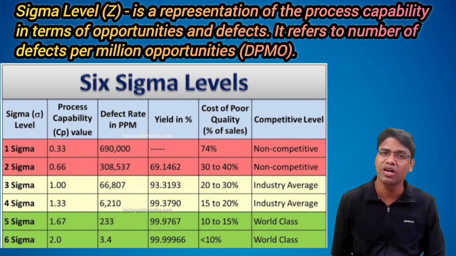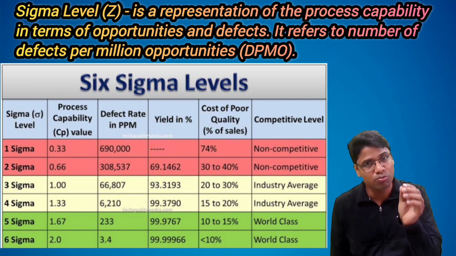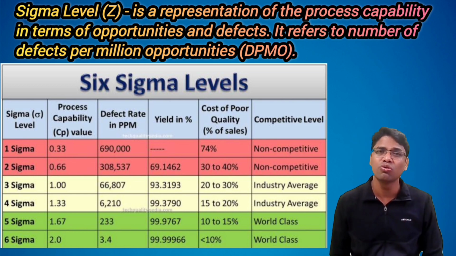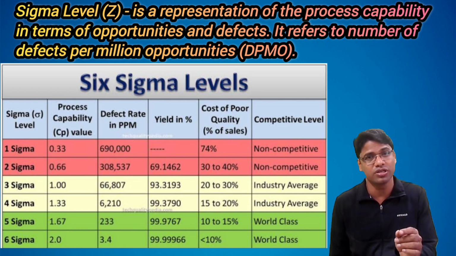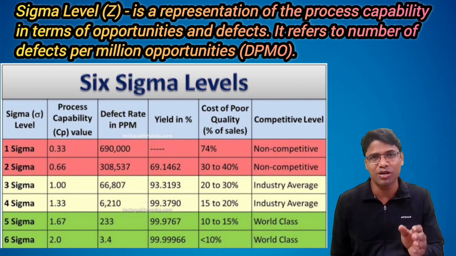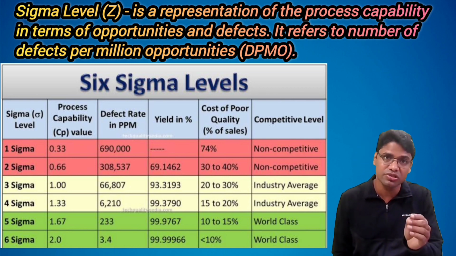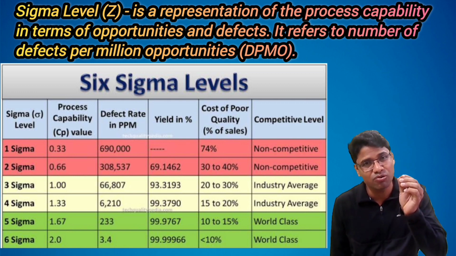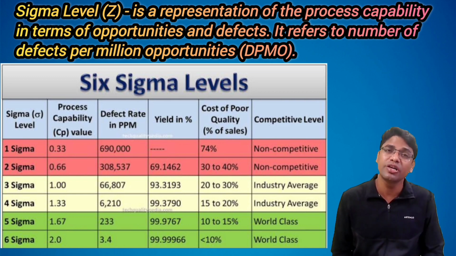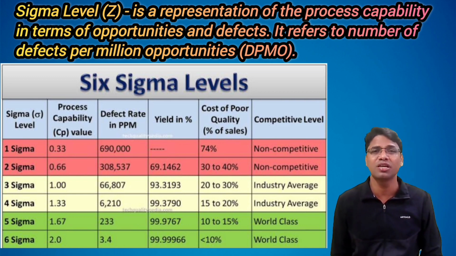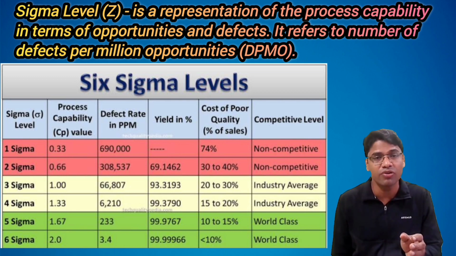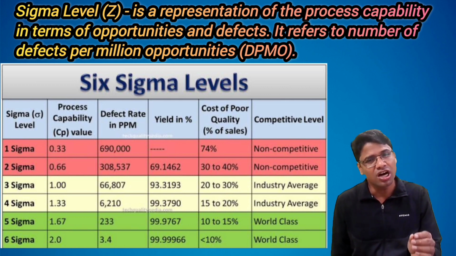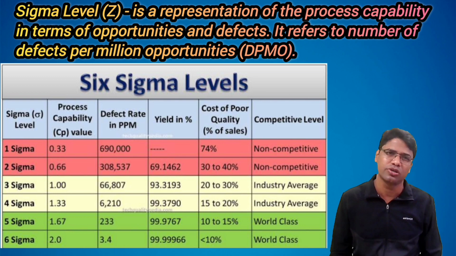If your process has a 4 sigma level, it means your process has 6,210 DPMO, defects per million opportunities. And with the help of Six Sigma tools and better quality control, if your process achieves a 6 sigma level, it means your process has only 3.4 defects per million opportunities. In this table, you will observe that as the sigma level increases, the defects decrease. For a Six Sigma process, the defect is as low as 3.4 in 1 million opportunities.